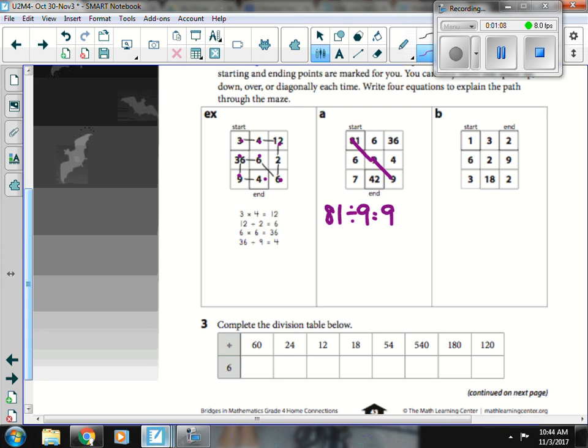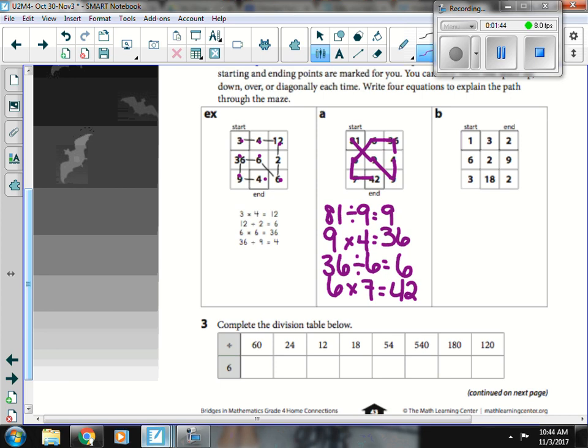Now I can go to 9 to 42. Well, that doesn't make sense. So I'm going to go up. 9 times 4 equals 36. And then the only thing left of 36 is 6, so I'm going to divide again. 36 divided by 6 equals 6. And my last one there is 6 times 7 equals 42, and that gets me to my ending.